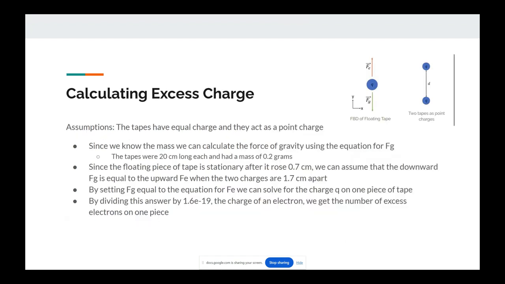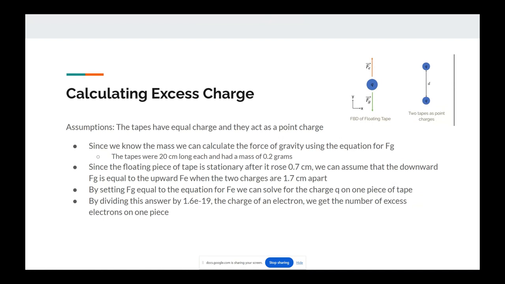Calculating excess charge. We assumed that the tapes have equal charge and they act as point charges. As you can see from the diagrams, the force of the electric field is equal to the force of gravity on the hanging tape. Since we know the mass, we can calculate the force of gravity using the equation for Fg. The tape was 20 centimeters long, so it has a mass of 0.2 grams.